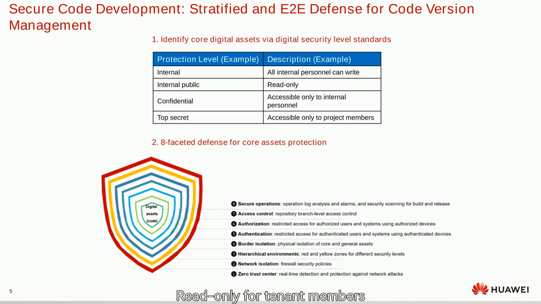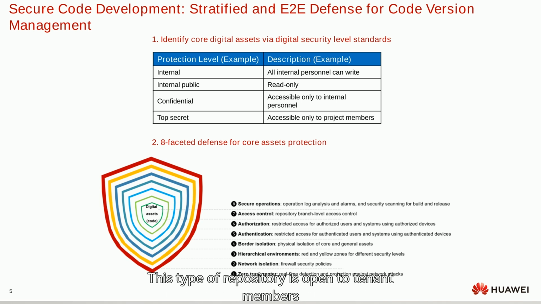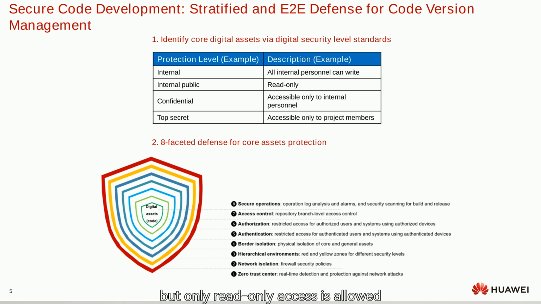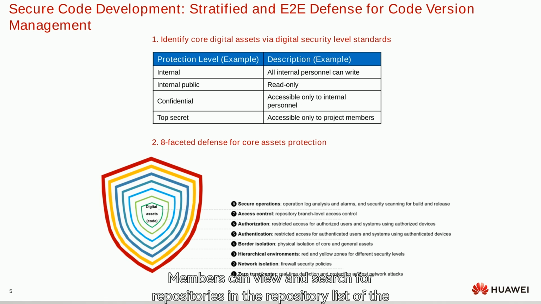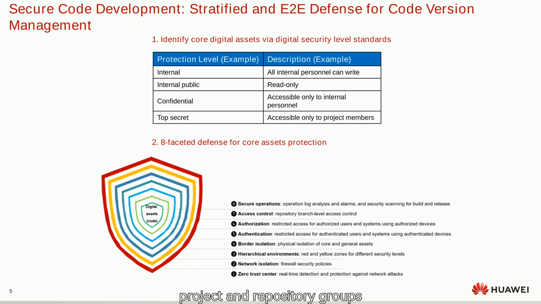Third, read-only for tenant members. The protection level is confidential. This type of repository is open to tenant members, but only read-only access is allowed. Members can view and search for repositories in the repository list of the project and repository groups.